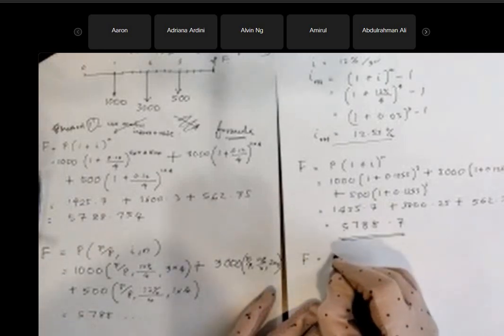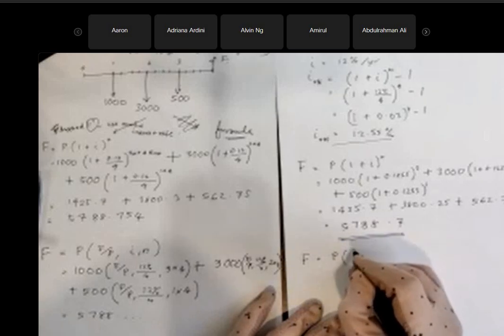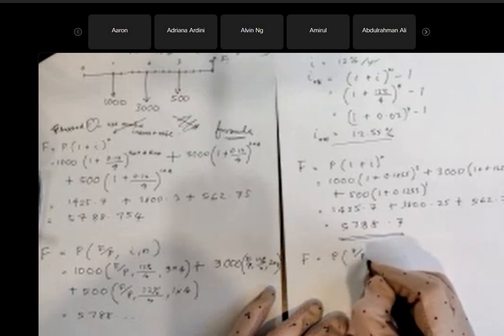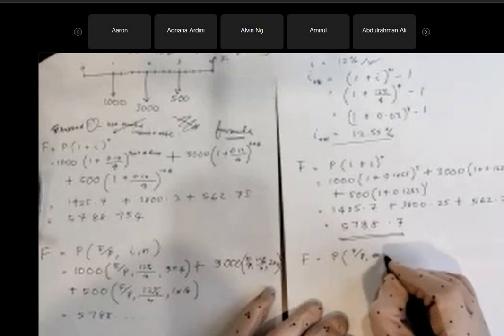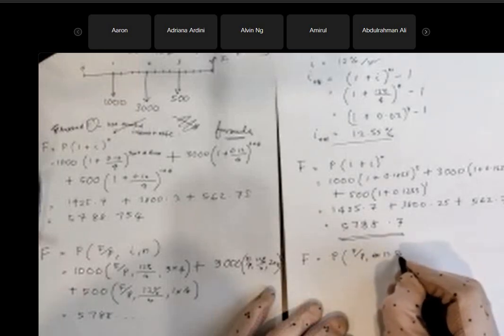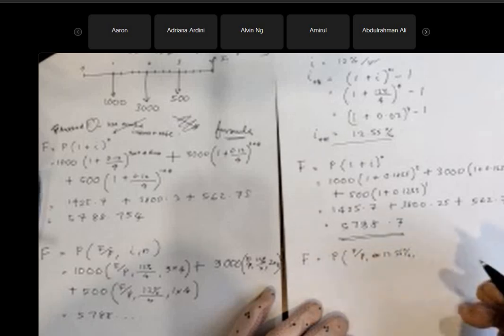Okay, try. P, F over P, and then 0 point, or 12.55%, and then here what?